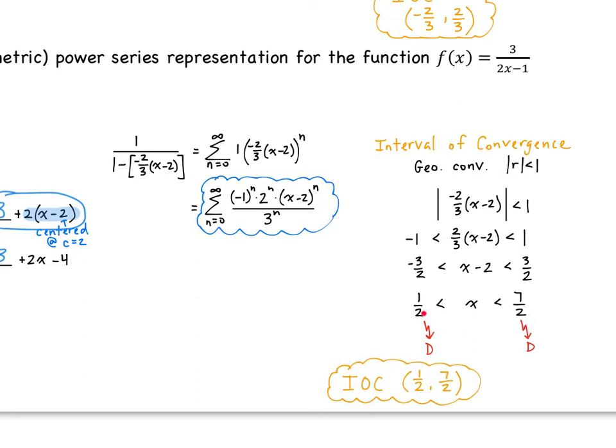If you were to go back and test these endpoints again, you're going to see that both of those are going to diverge, all right? And so our interval of convergence goes from 1/2 to 7/2, non-inclusive.